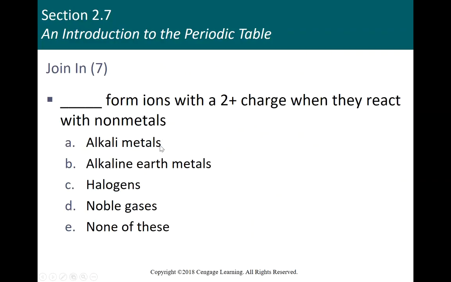So which of these form ions with a +2 charge when they react with nonmetals? If you guessed B, you guessed correctly. The alkaline earth metals, or group 2, are the ones that form a +2.